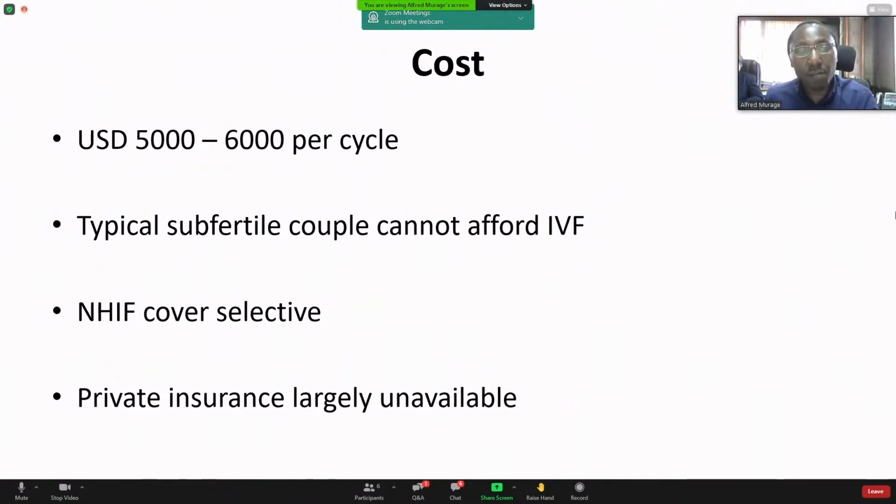In terms of cost, it is about $5,000 to $6,000 per cycle in most clinics in Kenya. This translates into most couples, especially from the lower and middle income groups, not being able to afford IVF. And these are actually the most needed patients who have a lot of tubal disease and the like. National Health funding was covering IVF to a certain extent, but it's very selective and not very inclusive to most of the population. And unfortunately, private health insurance, especially local insurance companies, do not cover IVF treatments.